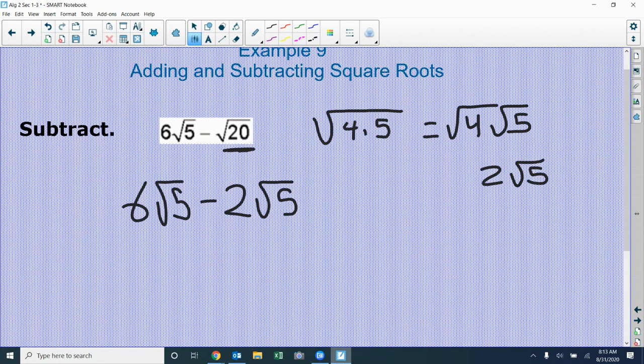Now we have the same, don't we? So 6, of course, we're right down to first grade math now. 6 minus 2, right? 6 minus 2 is 4. And we end up with 4 square roots of 2.